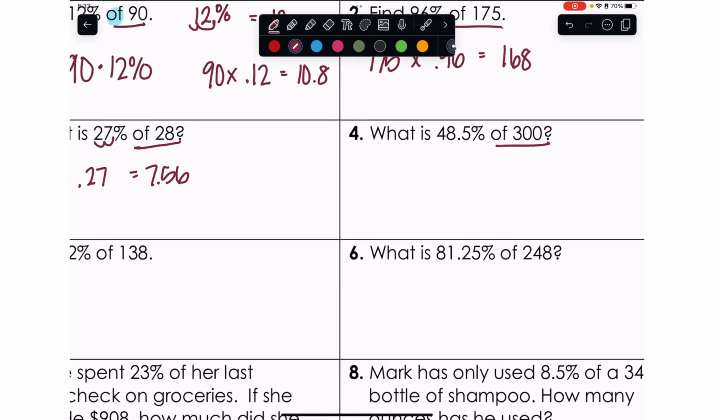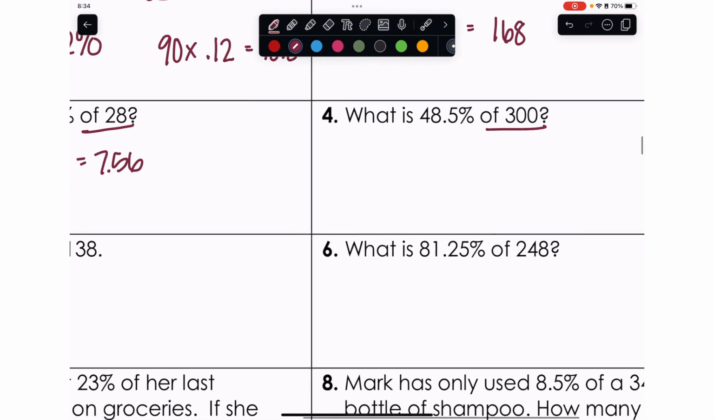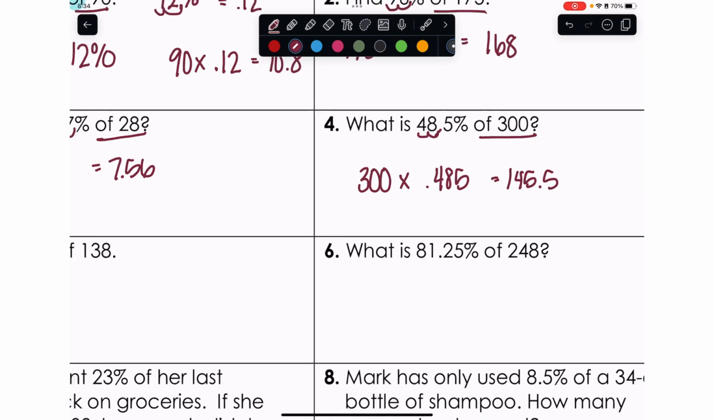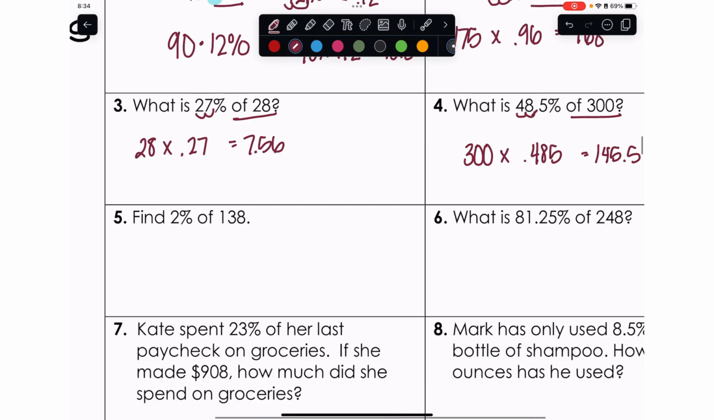What is 48.5% of 300? We're going to take 300 times, here's where my decimal is. If I move it 1, 2 to the left, make sure you still include that 5 at the end, times 0.485. So 300 times 0.485 gives me 145.5.